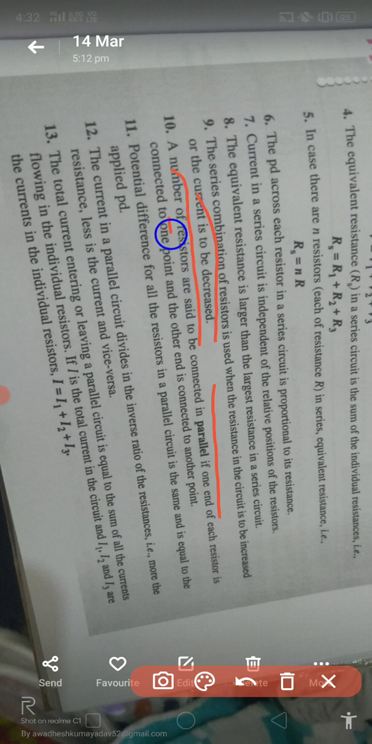A number of resistances are said to be connected in parallel if one end of each resistance is connected to one point and the other end is connected to another point. Potential difference across each resistance in a parallel circuit is the same and is equal to the applied potential difference.